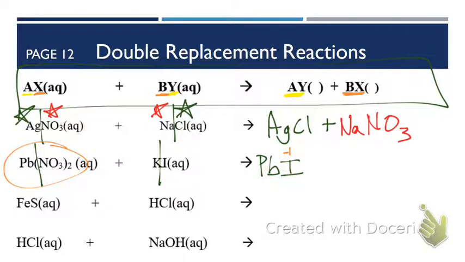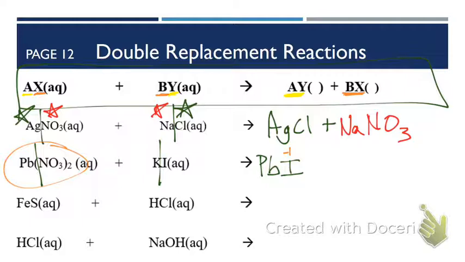One of the most important things to remember about double replacement reactions is that in this reaction, the charges don't change. And that was pretty obvious with things like sodium in that first example, because sodium always has a +1 charge. It's always in that first column. But even for our transition metals, even though they can have multiple charges, the charge is not going to change in a double replacement reaction.